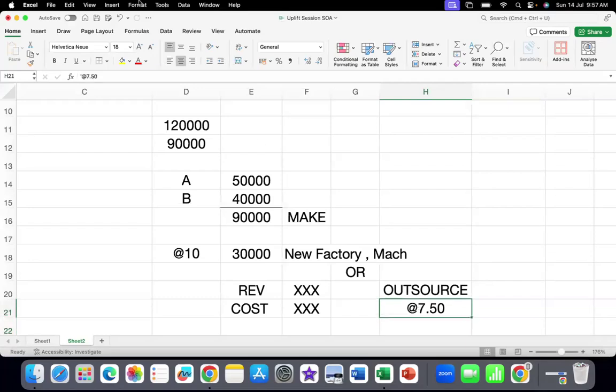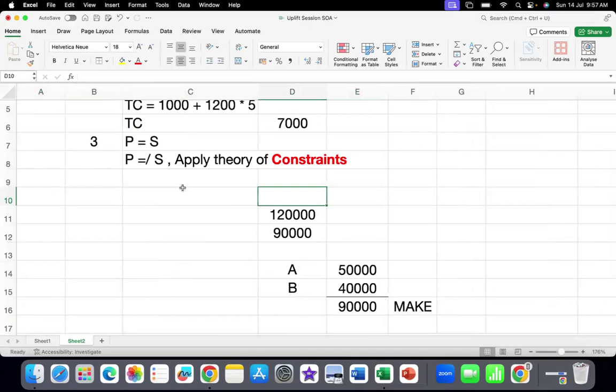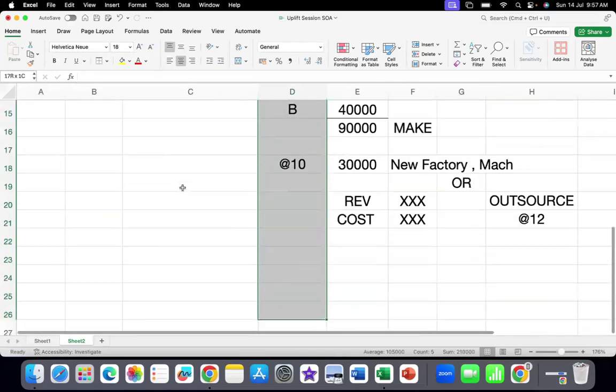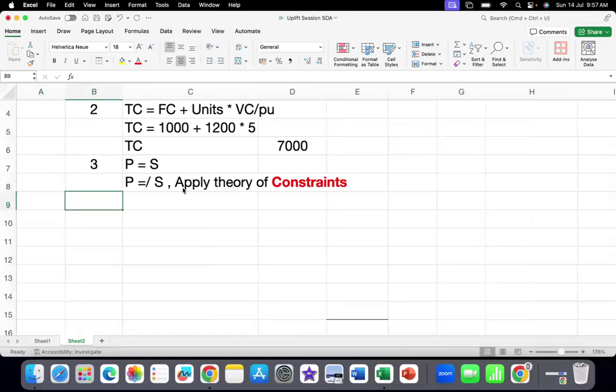If somebody is quoting you a rate of, say, 12, it doesn't make sense for you to outsource this, because 10 versus 12 is not a positive cash flow for you. So this is something which needs to be understood and taken care of by a CMA. That is your primary responsibility. So that's why production is equal to supply or demand. But if it is not equal, you have to apply a theory of constraints.